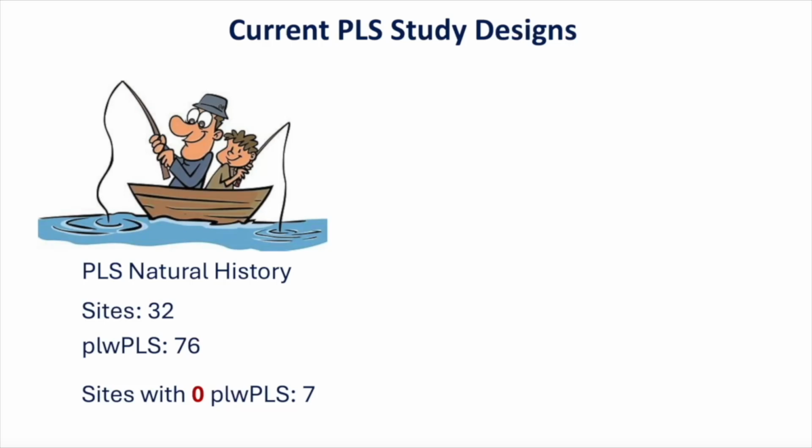So Hiroshi-san runs a very well-established PLS natural history study where we have 32 sites and we have recruited 76 people living with PLS. It took us a significant amount of time to activate the sites, to go through the IRBs, to go through the contracts. And then 7 sites have 0 patients recruited. So it was a nice, time-spending exercise. Again, this is by design, so it's no one's fault. It's a traditional design, looking for ultra-rare diseases.